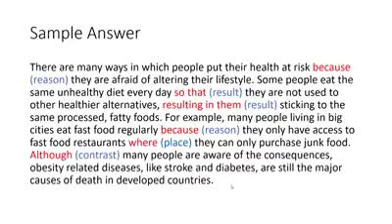For example, many people living in big cities eat fast food regularly because they only have access to fast food restaurants where they can only purchase junk food. Although many people are aware of the consequences, obesity-related diseases like stroke and diabetes are still the major causes of death in developed countries. Now, again, you could look at this and say, well, there's no really long sentences, and most sentences are pretty short.